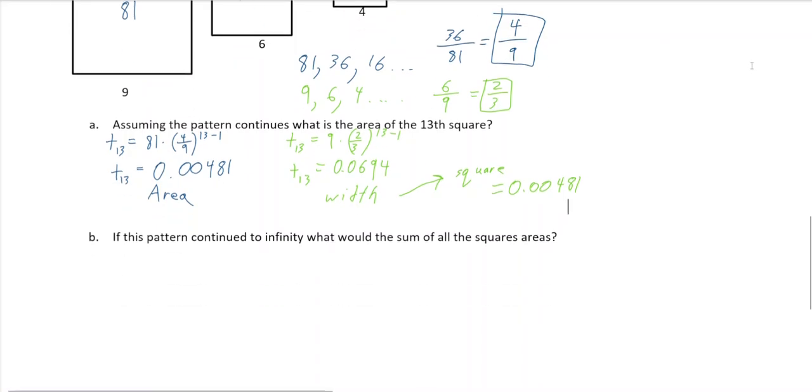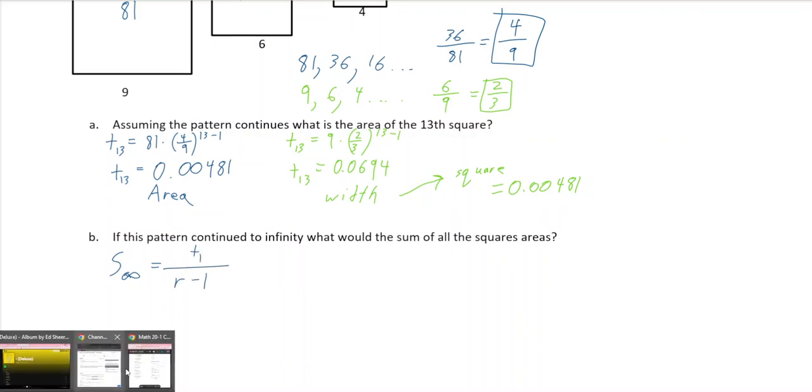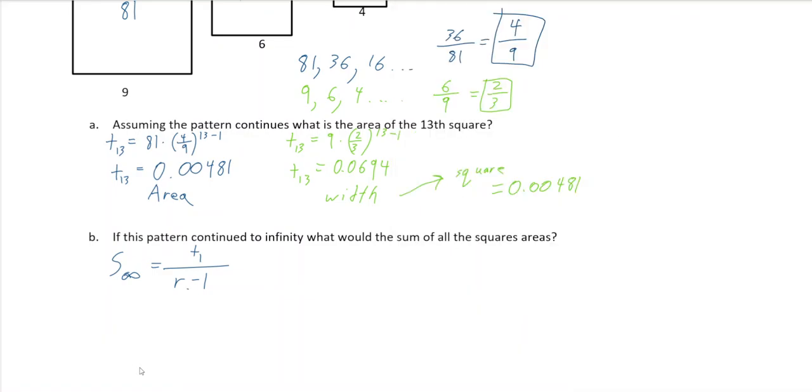We're going to try just this part B here. If the pattern continues to infinity, what would be the sum of all the squares areas? Well, this is going to be just the sum to infinity formula. So it would look like this. T1 over R minus 1, I believe. Nope, 1 minus R. Okay, so it's going to be T1, which is 81, over 1 minus R, which is 4 over 9.